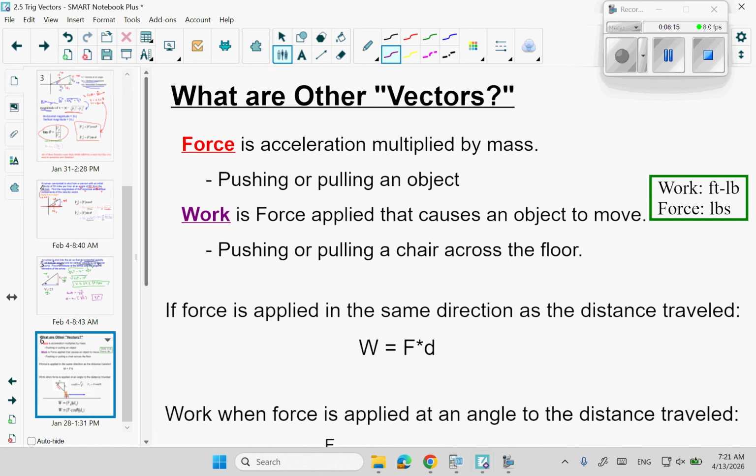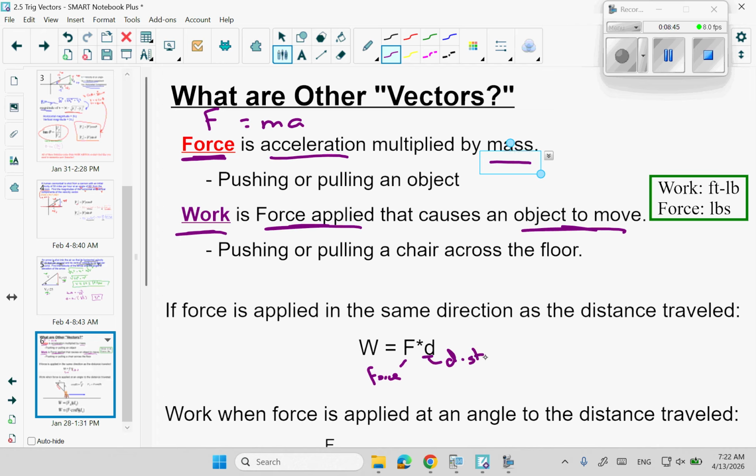Okay. What are other vectors? Force is acceleration multiplied by mass. Famously, force equals mass times acceleration from Sir Isaac Newton. It's often defined by pushing or pulling an object. Work is the amount of force applied that causes an object to move. So work is the force applied that causes the object to move. So we find that work equals force times distance.